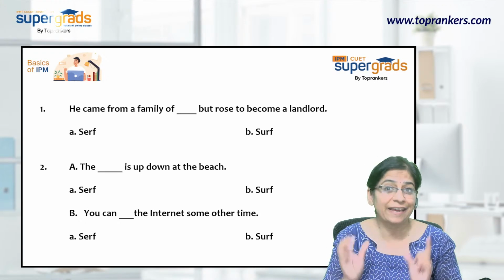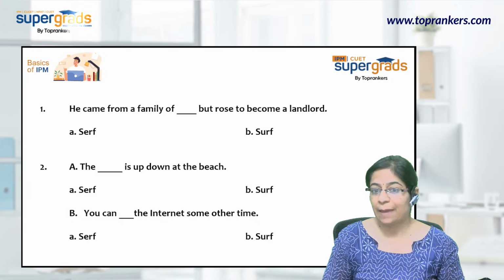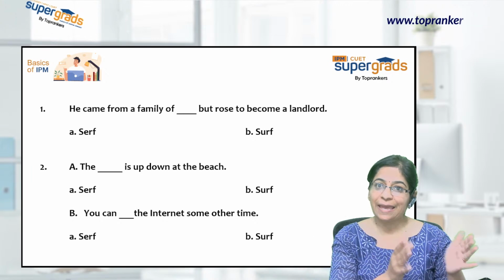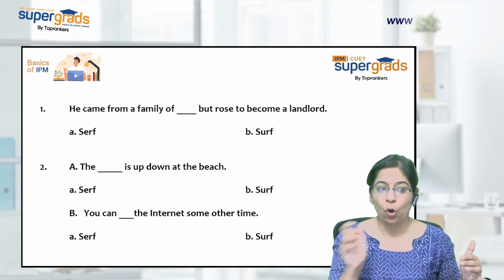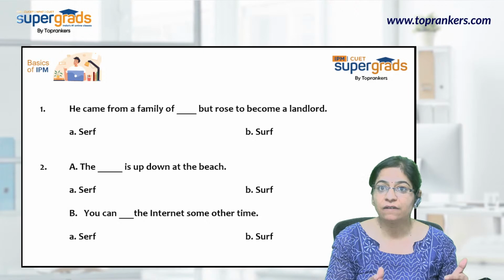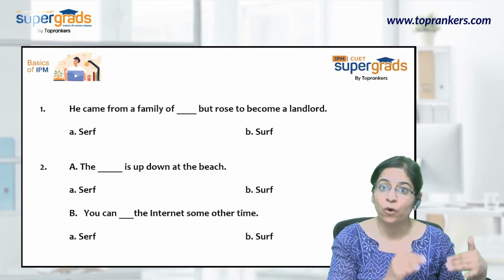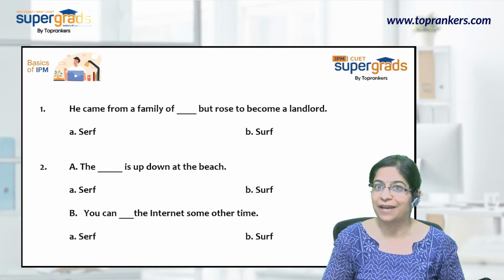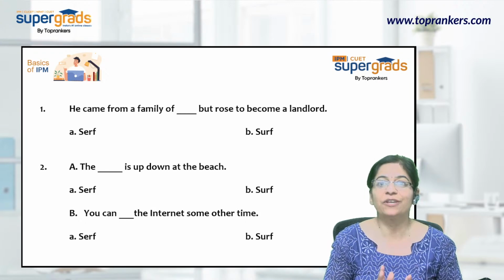कुछ भी similar नहीं है except for the sound. So, he came from a family of dash but rose to become a landlord. So somebody came from a family of what? Serf. S-E-R-F, serf का मतलब होता है slave, bondsman. And S-U-R-F, surf, ये वर्ड तो आपको फेमिलियर होगा, आप जानते होंगे ये वर्ड. S-U-R-F, surf के दो मतलब होते हैं.